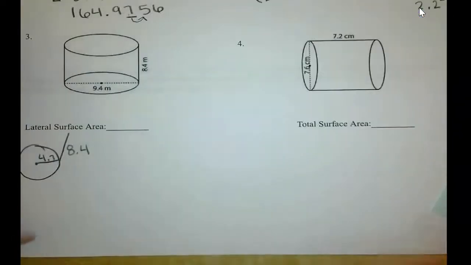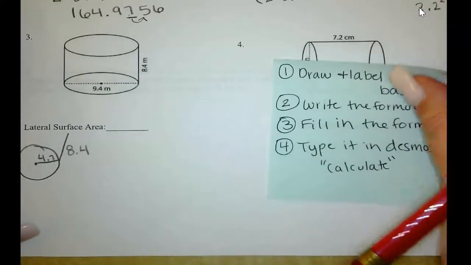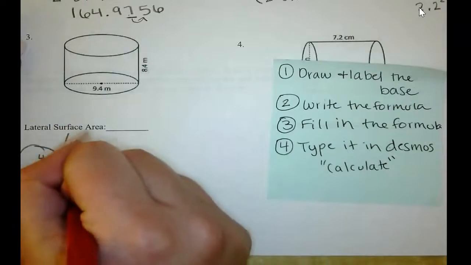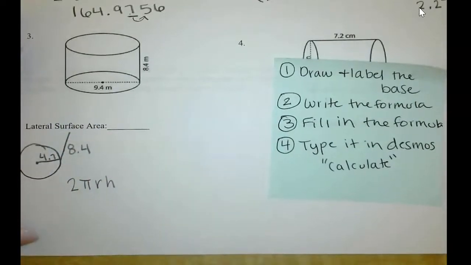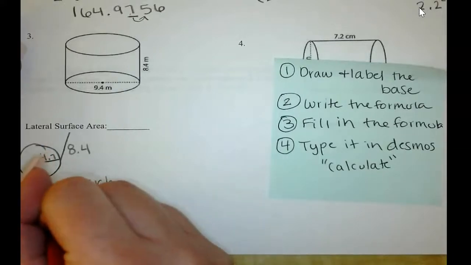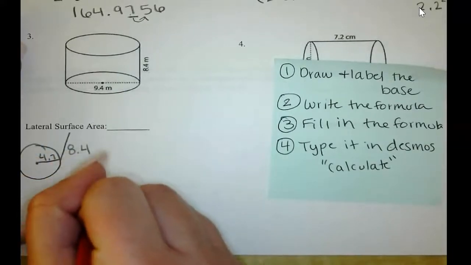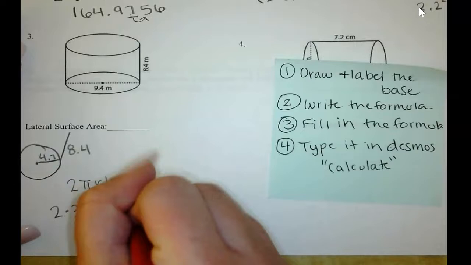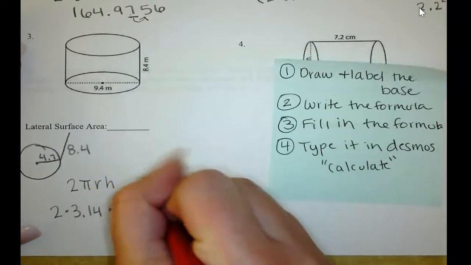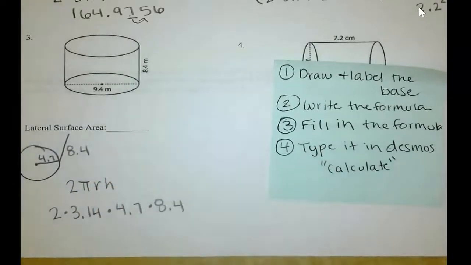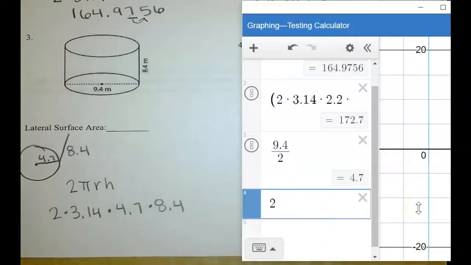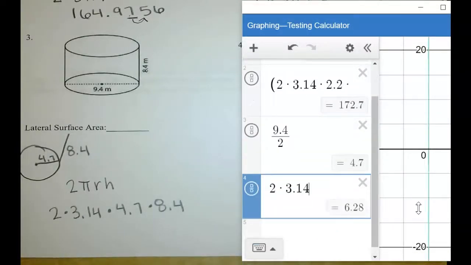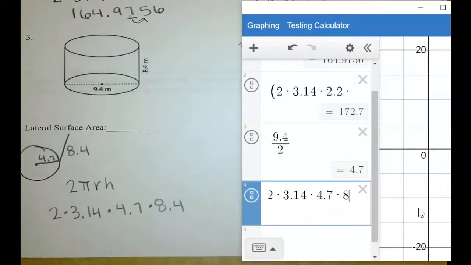Now you should go look at your formula chart. We're going to write the formula. So if you look, it's 2 pi RH for lateral surface area. So now write it out. 2 times 3.14 times your radius of 4.7 times your height of 8.4. So 2 times 3.14 times 4.7 times 8.4.